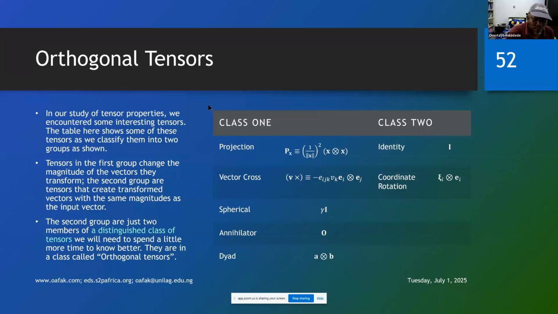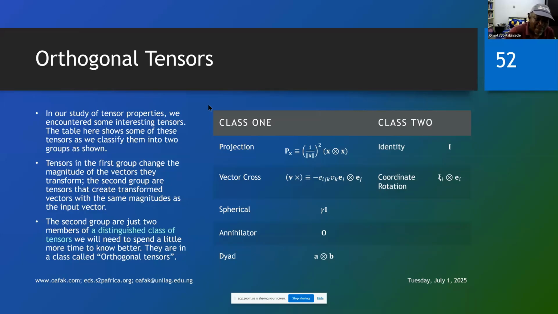The tensors in the first group, there is something about them. They change the magnitude of the vectors they transform. Once they finish the transformation, you will see that the magnitude of the vector has been changed. The second group can reorient the tensor, but it will never touch its magnitude. Coordinate rotation is like that. It rotates, but it doesn't change the magnitude. Identity doesn't even change anything. So these 2 classes are distinct.